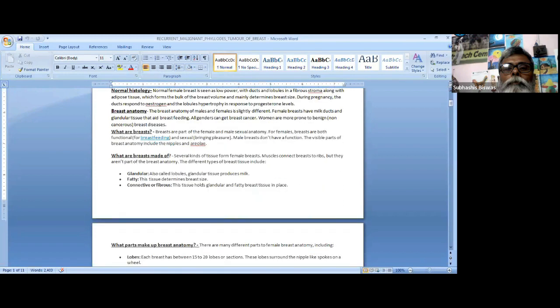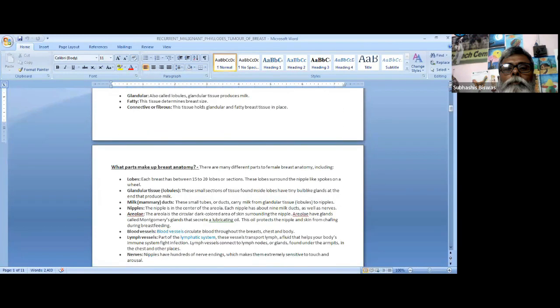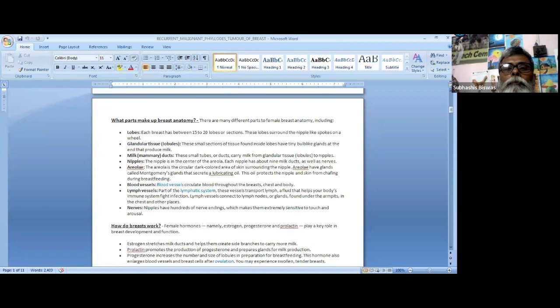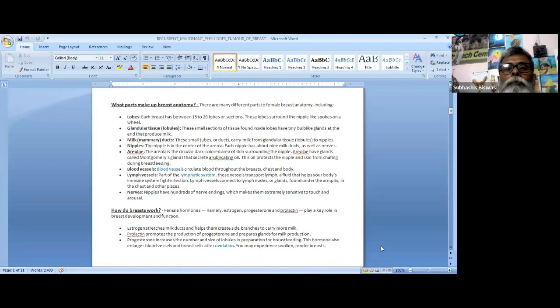So, what parts make up breast anatomy? Once again, I am telling you, before entering the main case presentation, which has been cured, I have to discuss something about the physiology and anatomical part. What parts make up breast anatomy? There are many different parts for female breast anatomy, including lobes.